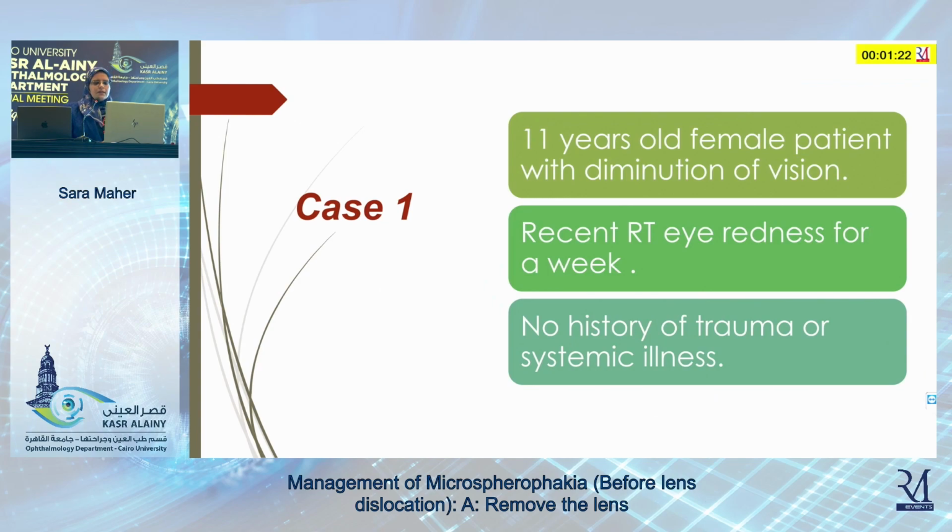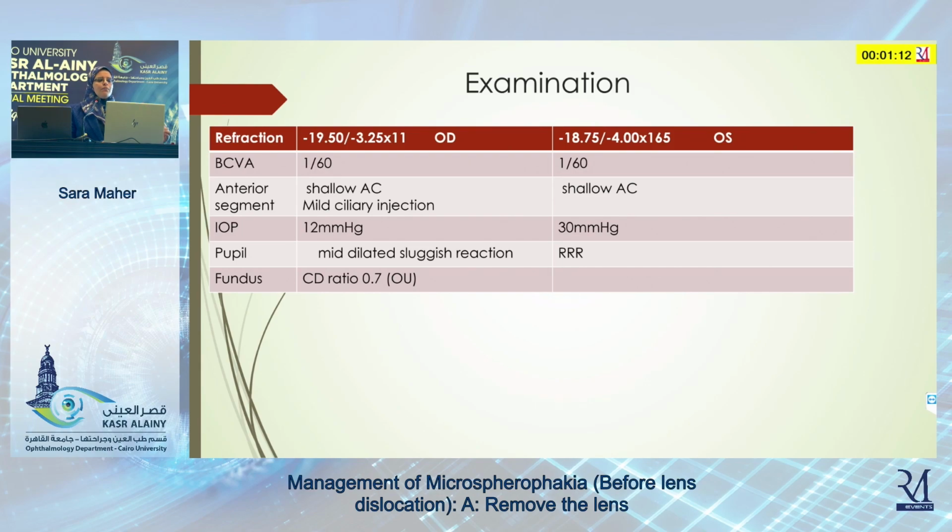I will present a few cases that we met in Abrish. Case number one is an 11-year-old female patient with diminution of vision. She has a recent right red eye for a week, no history of trauma or systemic illness. She has high myopia, minus 19 and minus 18 in the right and left eye. Best corrected vision is 1.6. She's deeply amblyopic. She has mild ciliary injection.